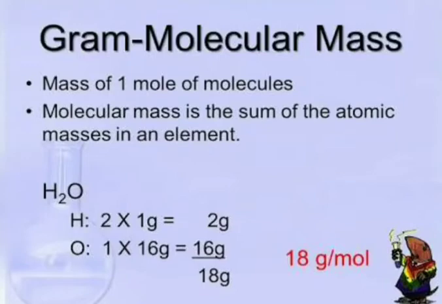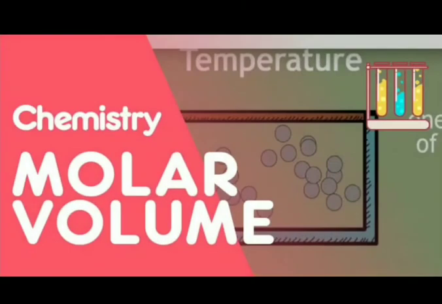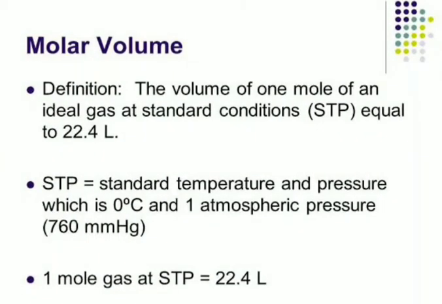So now we have to discuss what is molar volume. Molar volume means 1 mole of any substance occupies 22.4 decimeter cube, or you can say 22.4 liter, or 22,400 centimeter cube at standard temperature and pressure. As we know, standard temperature and pressure means the temperature is 0 degree Celsius or 273 Kelvin, and the pressure is 760 millimeter of mercury, or 1 atmospheric pressure.